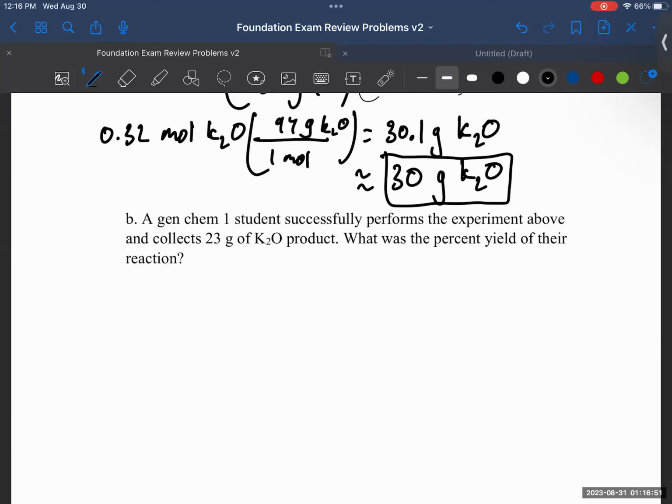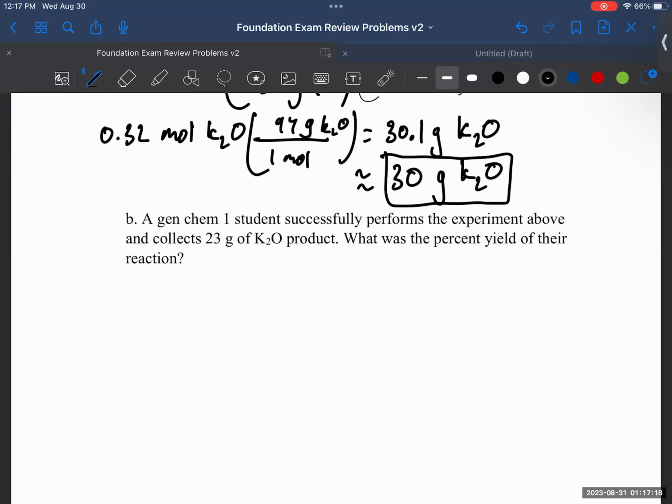All right. Let's move on to part B. A Gen Chem 1 student successfully performs the experiment above and collects 23 grams of K2O products. What was the percent yield of the reaction? Percent yield. It's kind of a weird thing. So how do I calculate this percent yield?